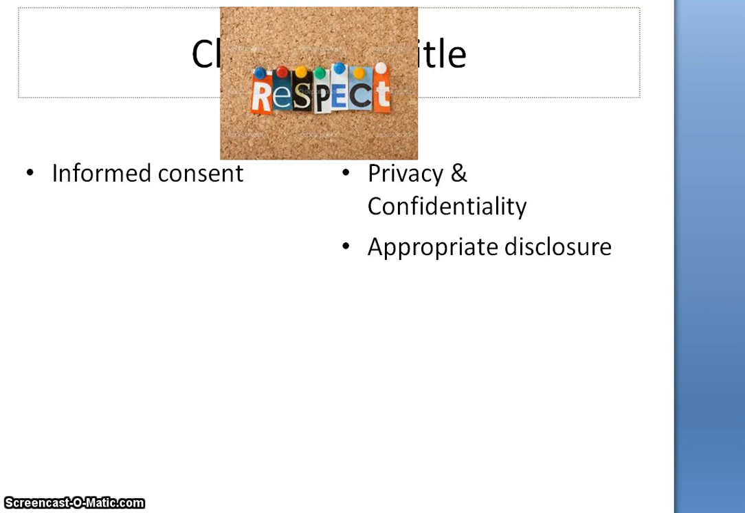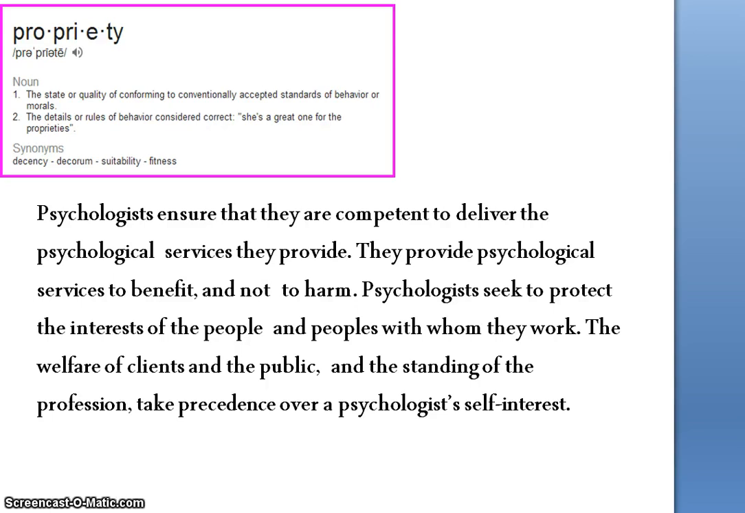Propriety. Propriety is probably not a word that many of us use in our general language. Some of us might. It's the state or quality of conforming to conventionally accepted standards of behaviour or morals. It's the details or rules of behaviour that are considered correct. And this is really propriety within the profession of psychology. So psychologists, we talked a lot about disclosing what you're competent to practice in and the kinds of clients that you might work with. That's a big part of propriety.